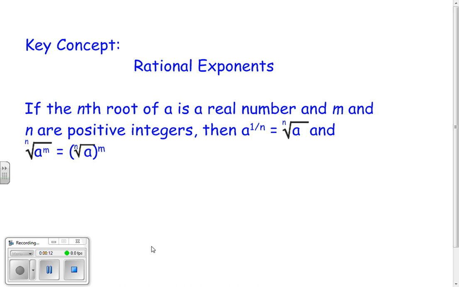Quick key concept for you. Anytime that you have a fractional exponent, it can be rewritten as a radical. And I also want to point out that this one right here just changes the location of the parentheses. So it doesn't matter if you root first and then take an exponent, or if you take an exponent and then root. Either way, you should still get the same answer.